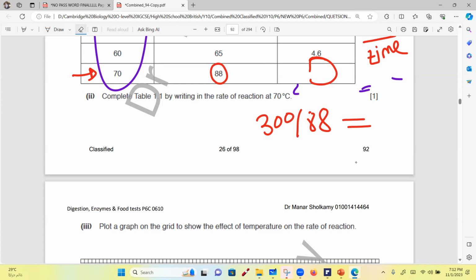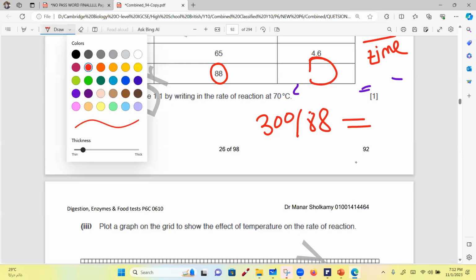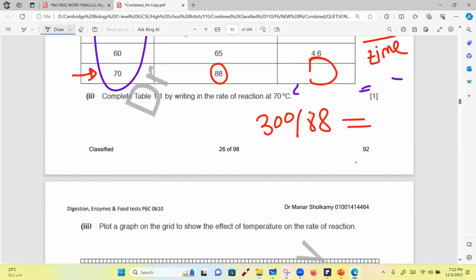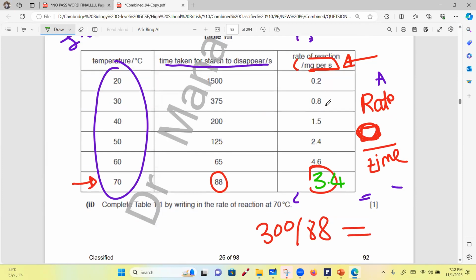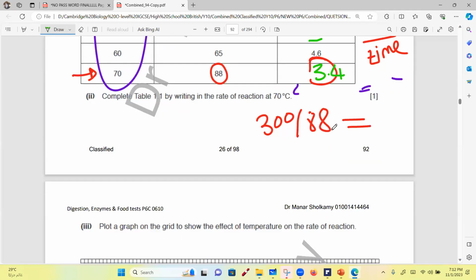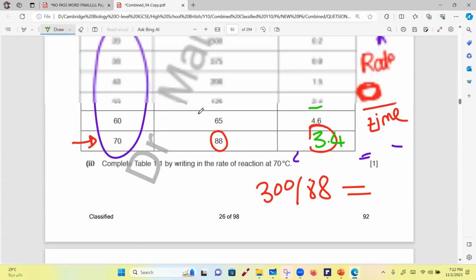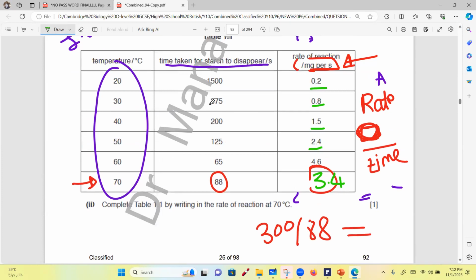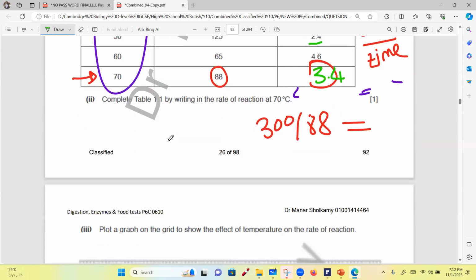Very good. And you have to write it 3.4. If it was 3.56, you will not write 3.56. You will write 3.4. Why? Because you have to follow the same format as the remaining numbers. They are all to 1 decimal place. Then you have to write the rate also to 1 decimal place. Clear? This is not a very easy question. Sometimes you can have an easy exam and sometimes you can have an exam with a tricky question. So you have to just be careful.